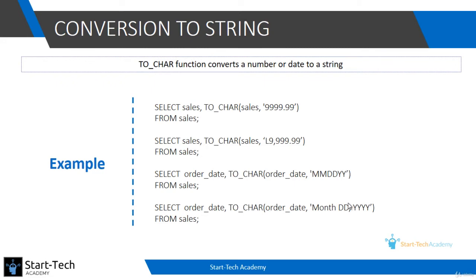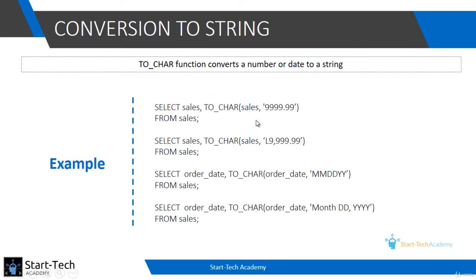So for example, if you are converting all the sales data which is in double precision numeric format to this type of string format, in the string it will have 4 digits before the decimal and 2 digits after the decimal. So we'll find out sales and toChar, what is the value? Sales in this format of the string from the sales table.